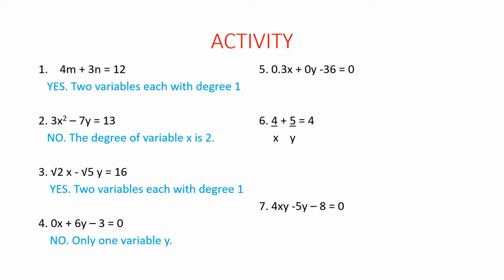Why? Because if this is 0x, it means that it is 0 into x, right? And anything multiplied by 0 is equal to 0. So instead of this entire 0x, we'll be left with only 0, right? So we will have only 1 variable, 6y minus 3. That will be the only equation left, and hence we cannot say that it is a linear equation in 2 variables, because there are no 2 variables in this question. That is why this is not a linear equation in 2 variables.